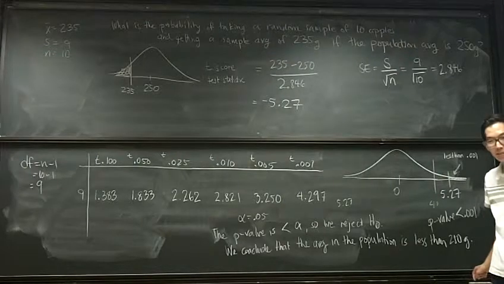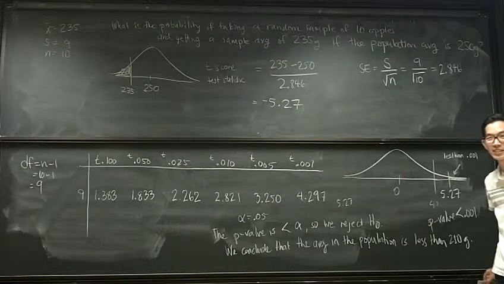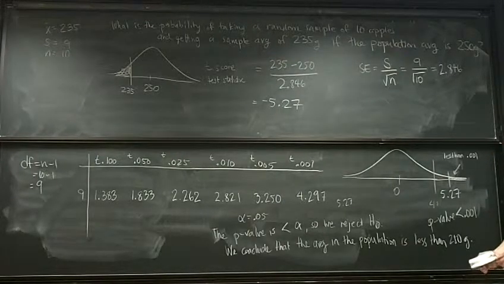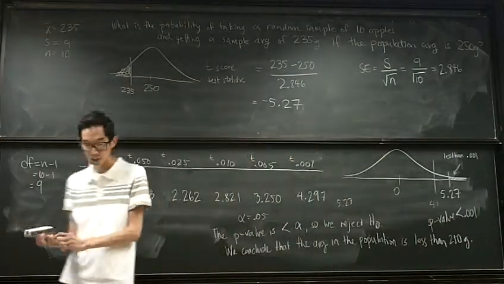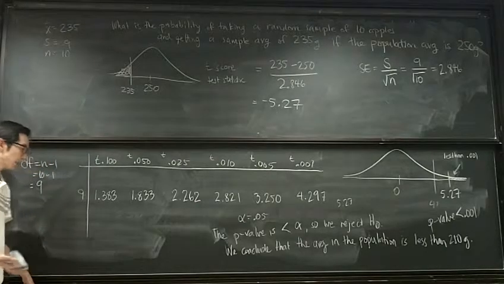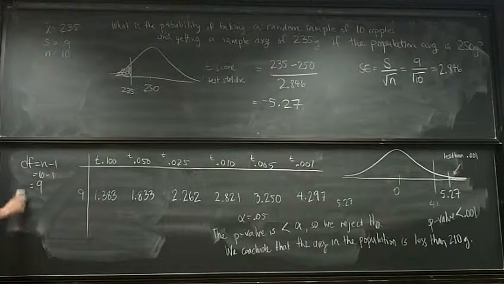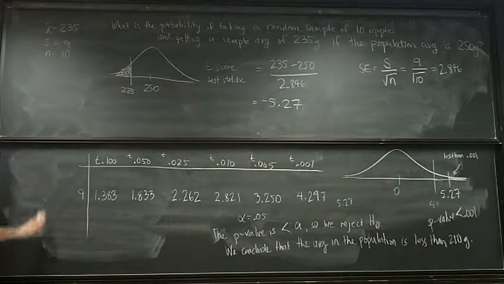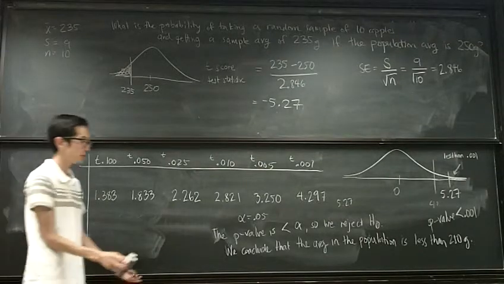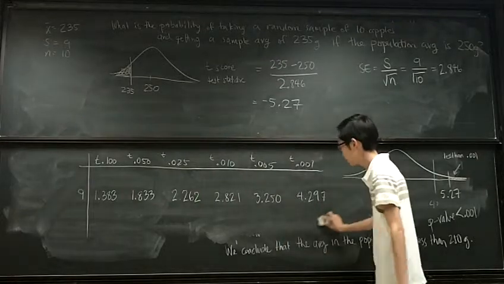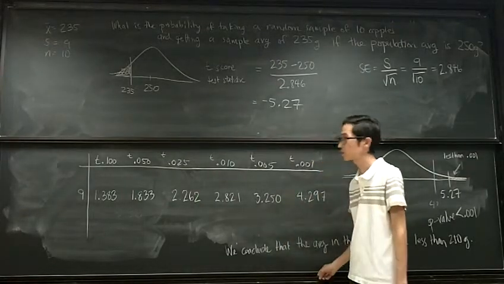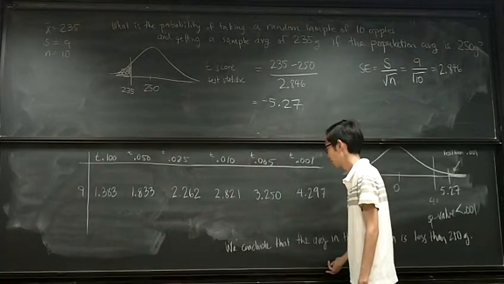Is that okay? Even though we know it'd be less than 0.001, we just say, I don't know exactly what the p-value is, but I do know it's less than 0.001. And if it's less than 0.001, it's certainly less than 0.05, right? So don't erase this.